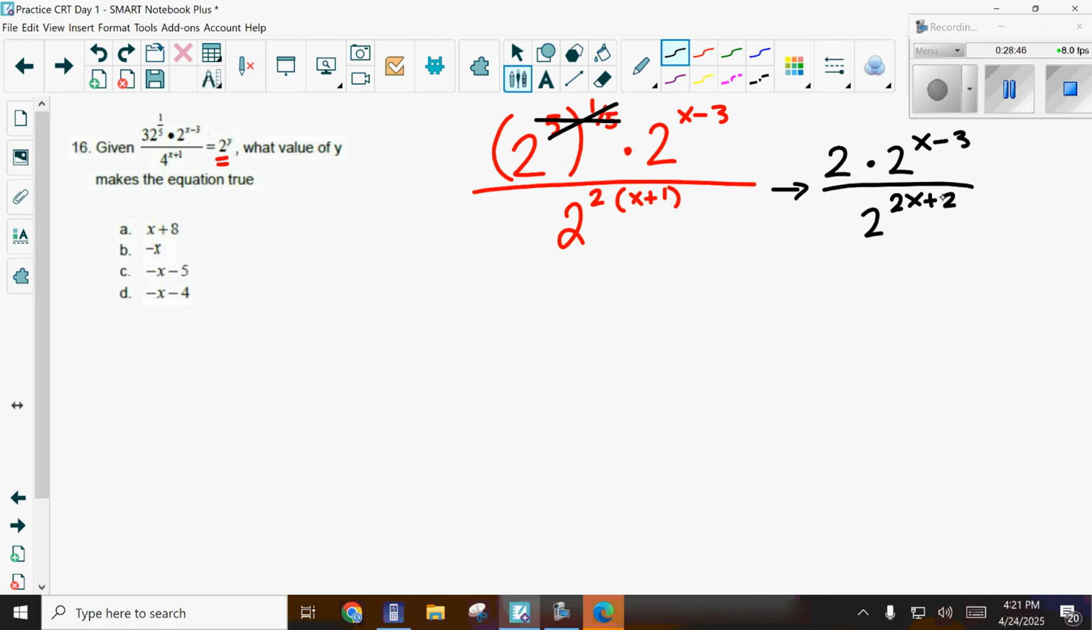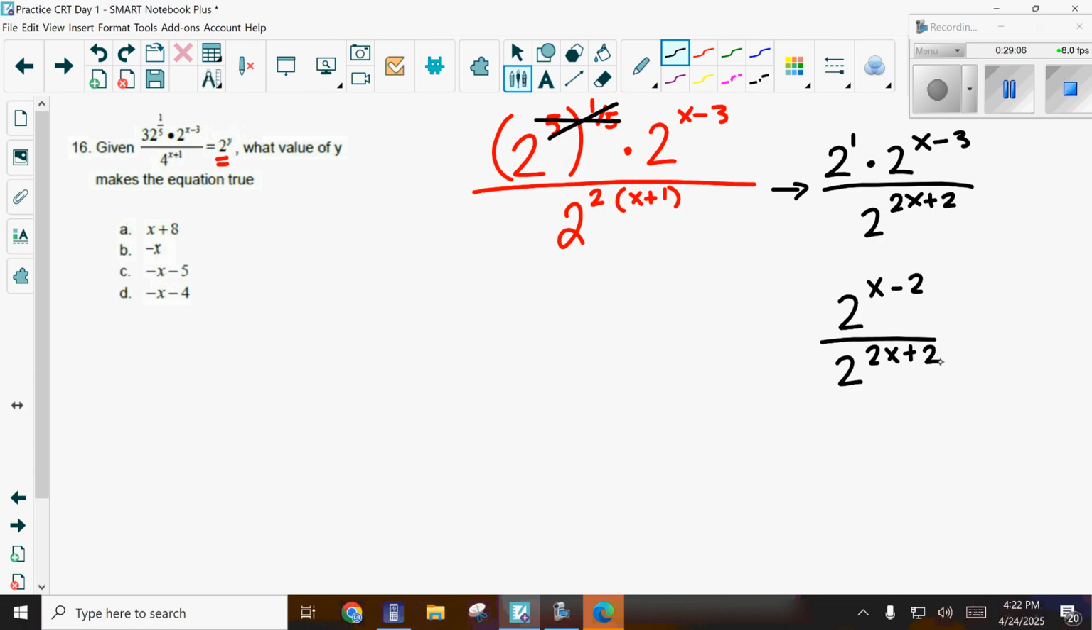Okay, and then what I'm going to do is I don't like seeing 2 different 2's on top. So using the multiplication rule, I have to add those exponents together. So that top is going to end up being 2 to the x minus 2. And then on the bottom, we'll have 2 to the 2x plus 2.